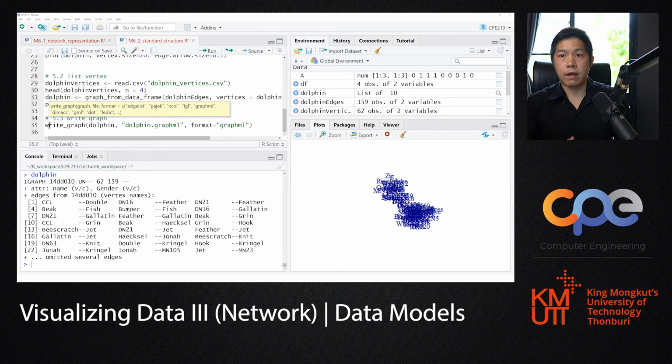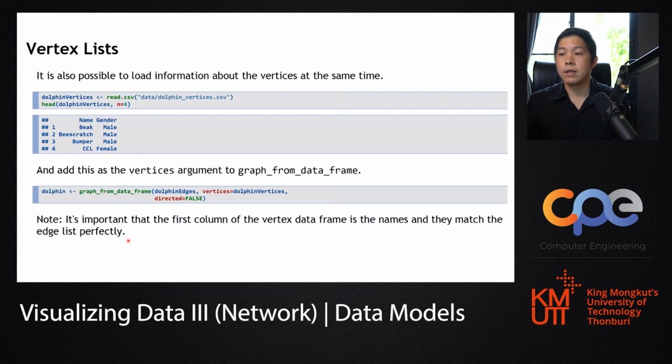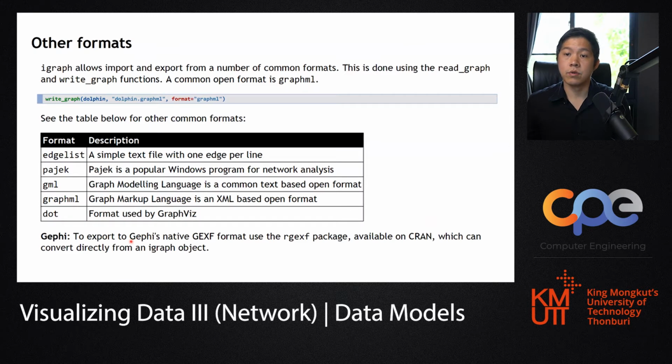After creating the graph, you can export it using write graph. Okay, now you have the GraphML object, which can be opened with other programs. So these are the possible formats that you can use, and you can use these formats to import into other types of programs.